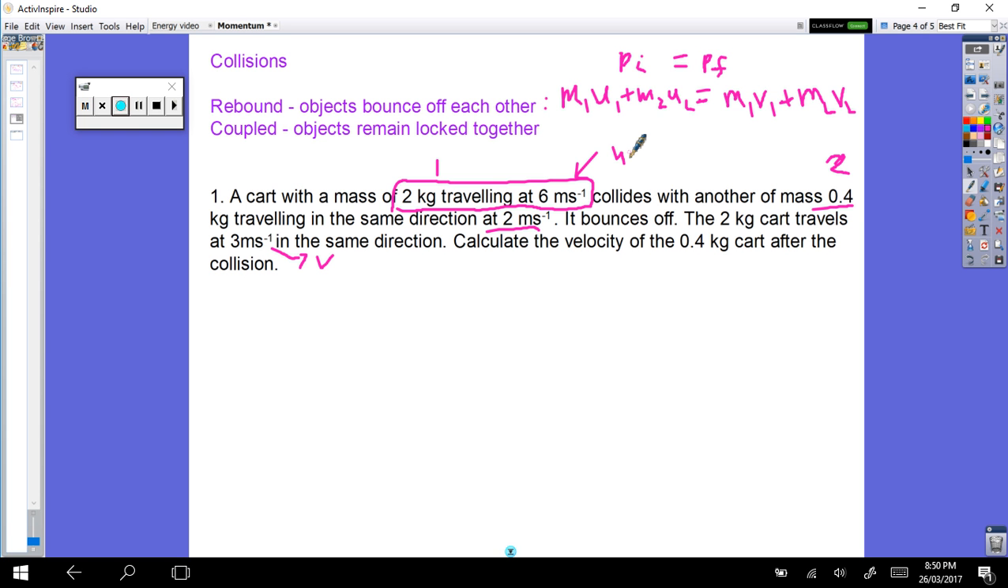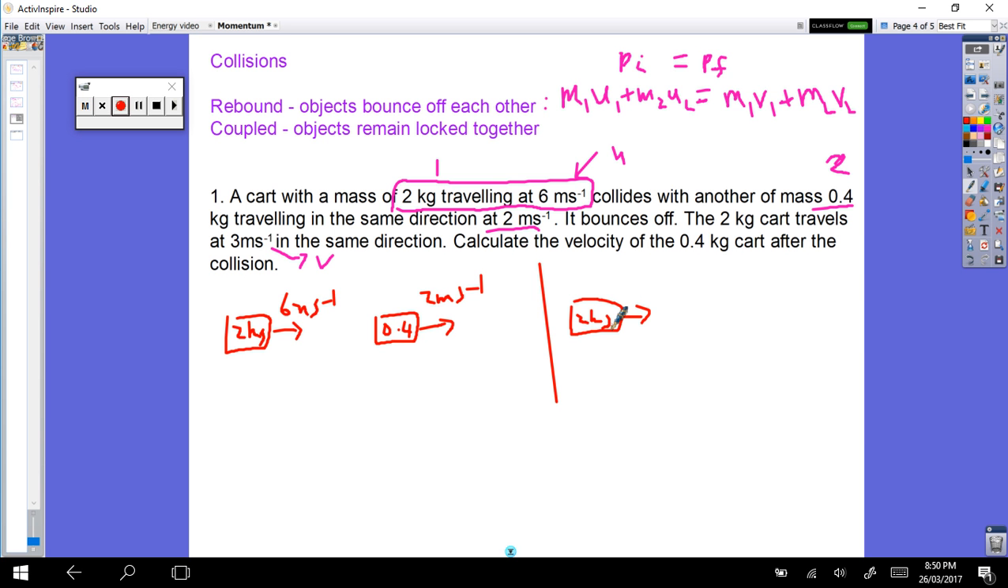Okay, so if you want to know what this actually looks like, you've got a 2 kilogram cart, imagine these have wheels, and it's travelling at 6 meters per second. And you've got the other one, which is 0.4 kilograms, going the same direction at 2 meters per second. That's before. And then afterwards, you've got our 2 kilogram one going at 3 meters per second, and the other one, our 0.4 kilogram one, is moving at a speed we don't know, so I'll call that one v2.